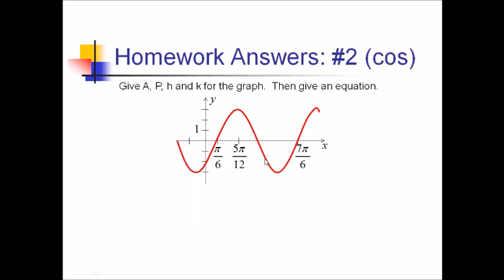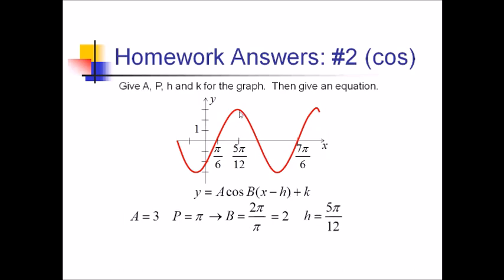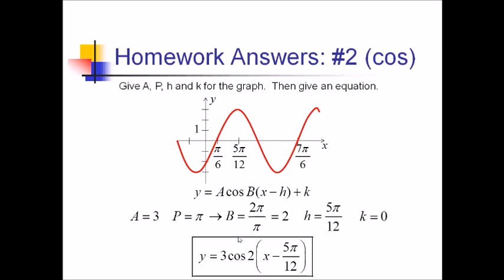Now, to do this graph with cosine, using this formula, I've still got an amplitude of 3. I've still got a period of pi and b value of 2. The h value is going to change, though. Cosine, the top of the wave, happens on this one at 5 pi over 12, so that's our new h value. Midline is still 0. So the equation's pretty much the same, except now instead of sine, I have cosine, and instead of x minus pi over 6, I've got x minus 5 pi over 12.